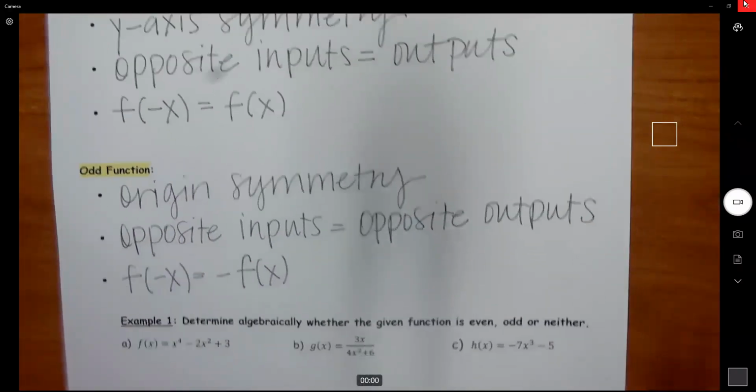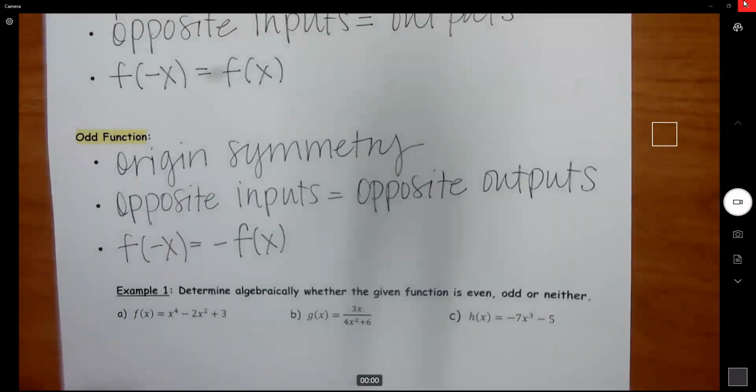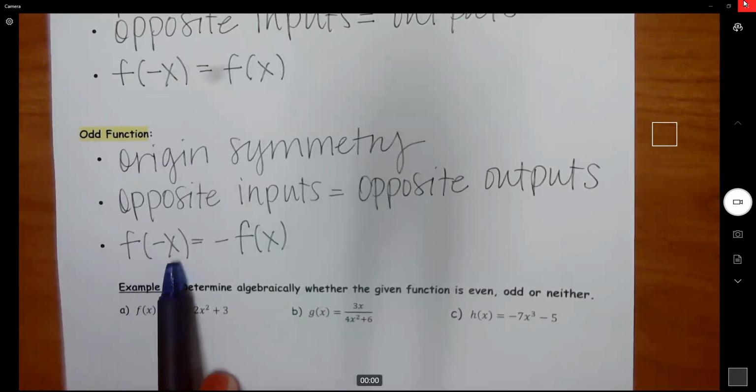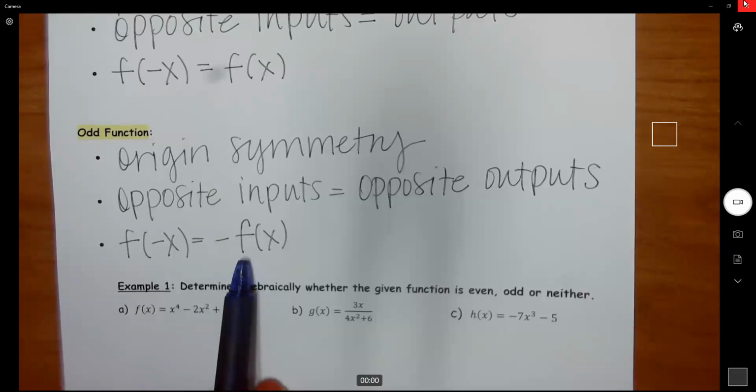And then we have odd functions. Odd functions have origin symmetry. Opposite inputs equal opposite outputs. And when we solve this algebraically, we'll do f of negative x equals negative f of x.